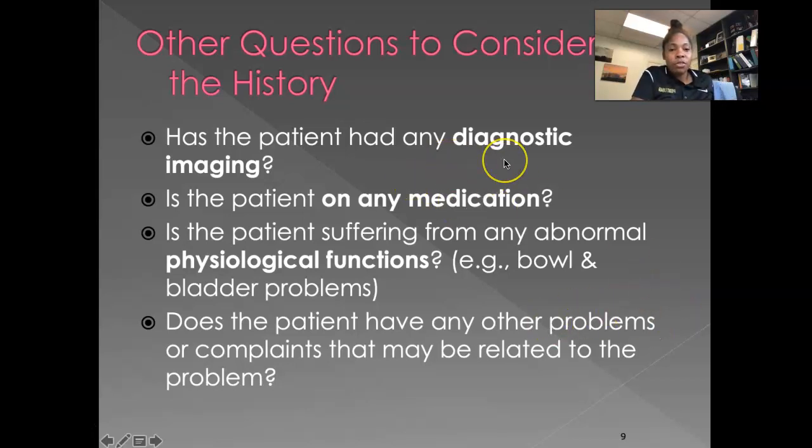All right. Other questions to consider in the past medical history is, have they had any diagnostic imaging, and if so, what for? So by diagnostic, I mean CAT scan, MRI, X-ray, ultrasound. What for? We already talked about, is the patient on any medication? This becomes important because we want to know if it's going to interact with other medications that they might receive along the way. And then does the patient suffer from any abnormal physiological functions? And the one that I think of the most is the bowel bladder problems, because that can then be linked to issues in the spinal cord, but certainly could be congenital as well.